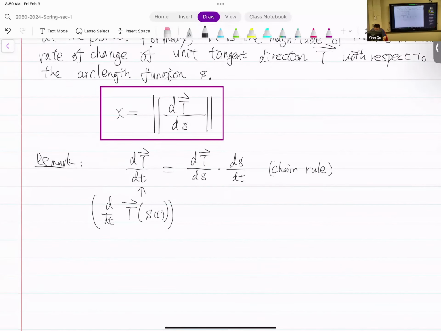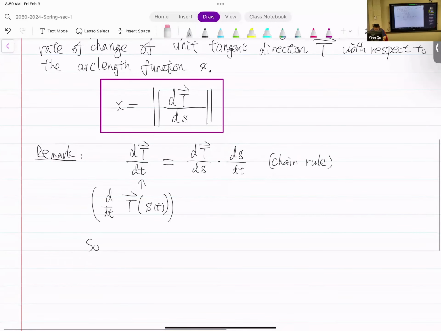So from the equation above, if we divide both sides by ds/dt right here, then we will be able to get another formula. Let me quickly write the formula down. Oh, by the way, the exam will cover everything up to the Laplace function, so basically everything until 14.4. So curvature is not going to be covered.